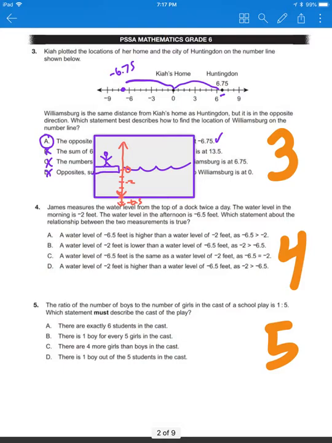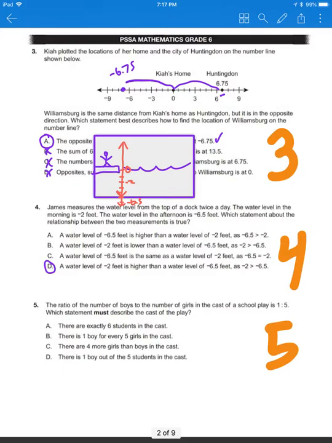So let's check them out. A says a water level of -6.5 feet is higher than -2 feet. Well, that's definitely not higher than that. B, a water level of -2 feet is lower. Well, -2 is not lower. It's higher. C, a water level of -6.5 feet is the same. No. D, a water level of -2 feet is higher than -6.5 feet. Yeah, here's -2, here's -6.5, -2 is higher. So the correct answer is D.